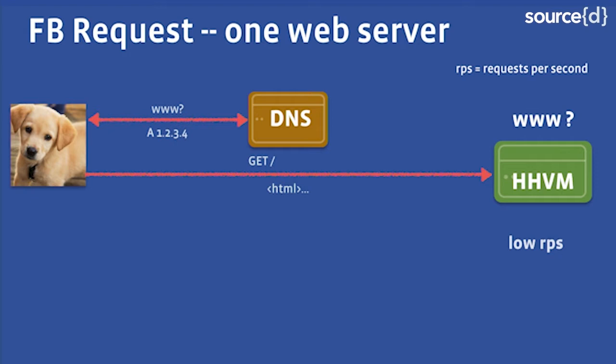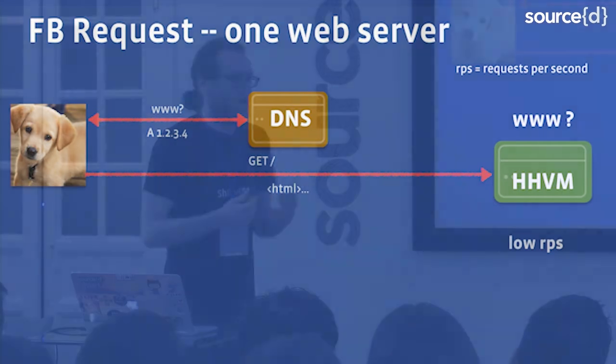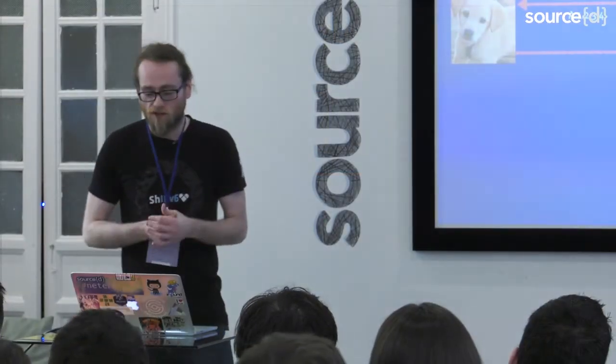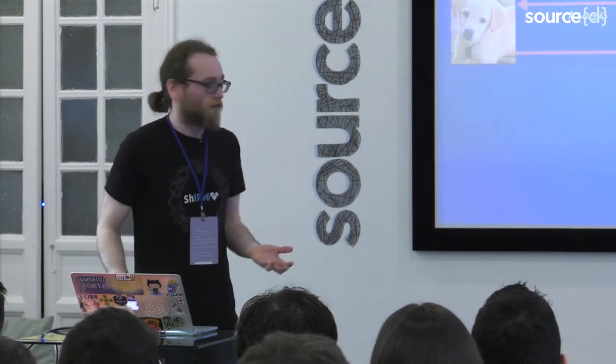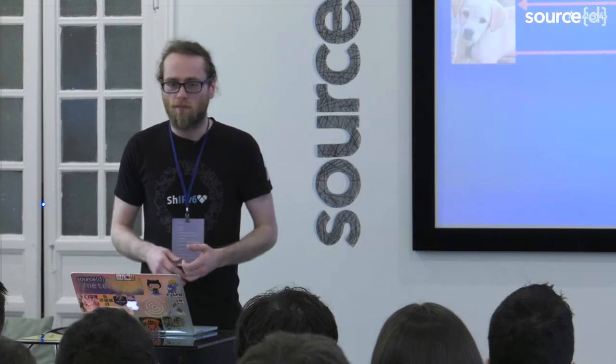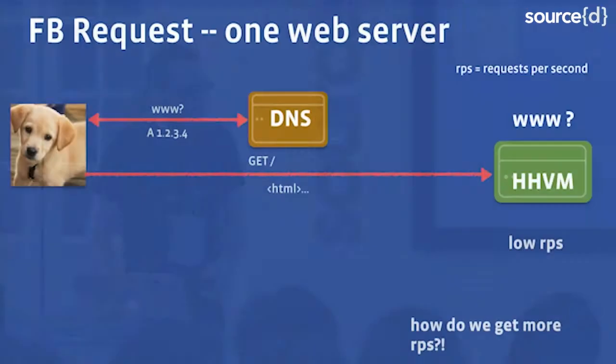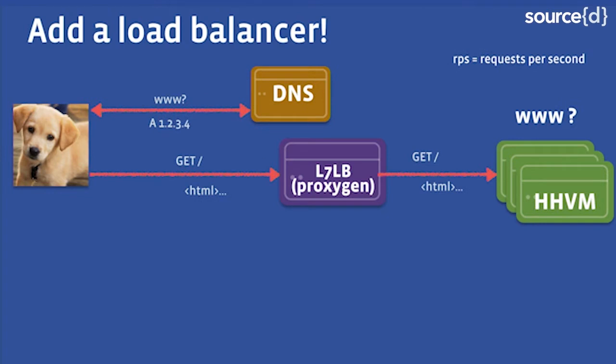Perfect, everyone's happy. But our web server can't do huge amounts of RPS. Eventually, we are going to hit a bottleneck here. So how do we serve more people? We need to serve 100 times more people. What do we do? How do we get more RPS? And you can probably tell by the title of this talk, but we're going to throw a load balancer in.